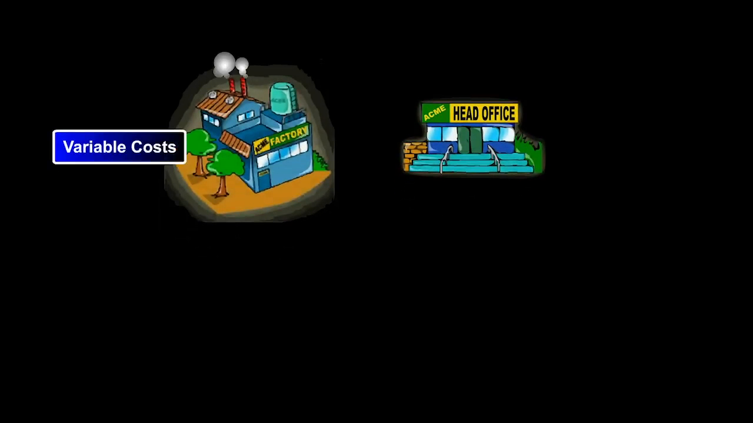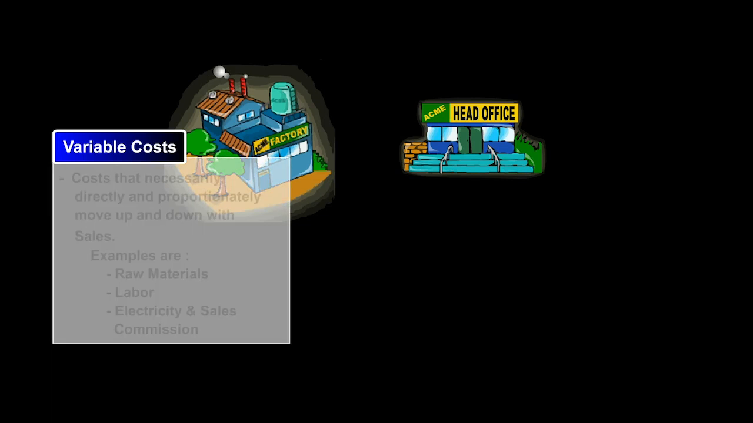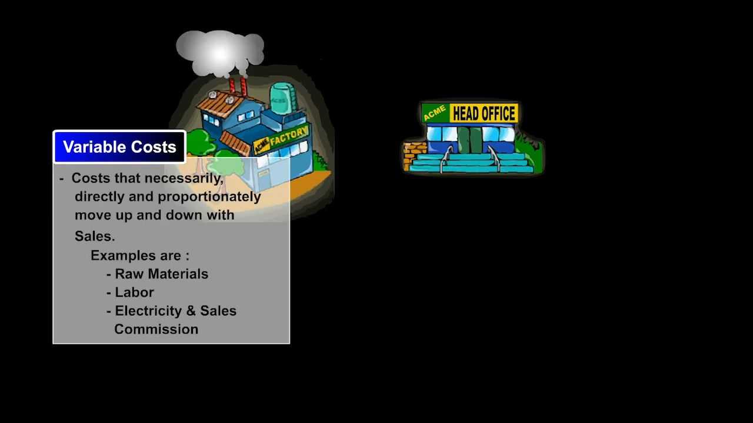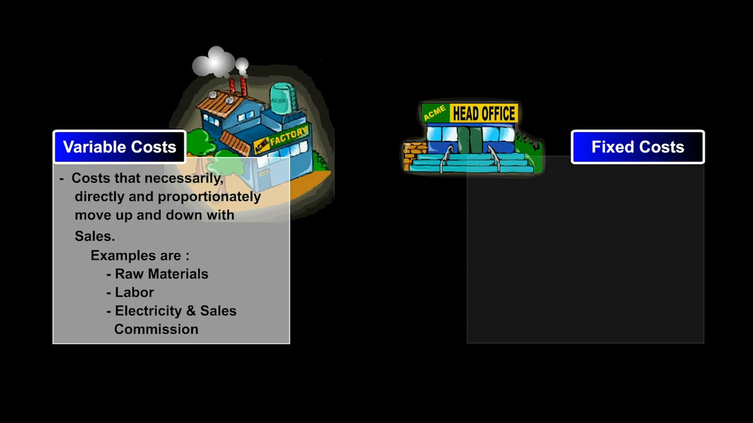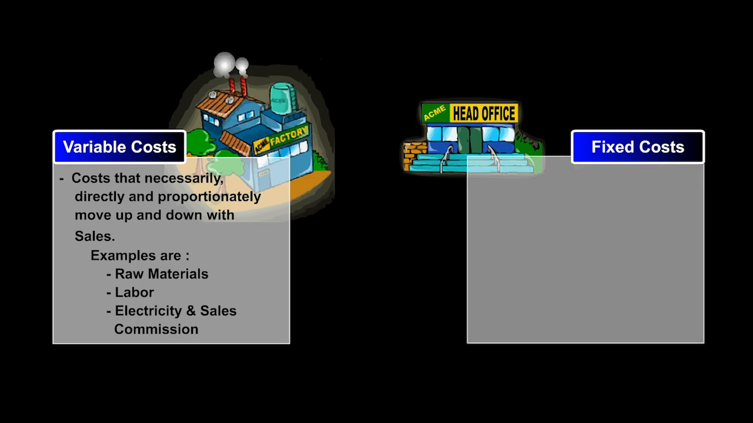Some costs behave differently from others. Variable costs are costs that necessarily, directly, and proportionately move up and down with sales. Examples are raw materials, labor, electricity, and sales commission. The other costs are largely fixed, meaning they do not necessarily directly and proportionately go up and down with sales.